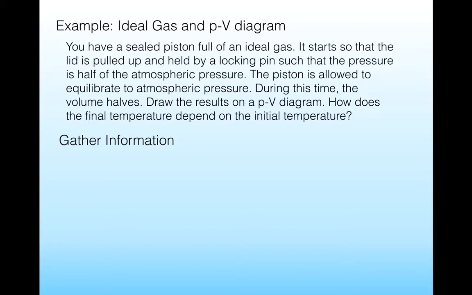The piston is allowed to equilibrate to atmospheric pressure. The sense is that we've pulled out the pin so that it equilibrates. During this time, the volume halves. Draw the results on a PV diagram. How does the final temperature depend on the initial temperature?